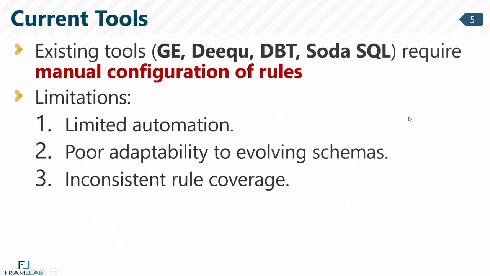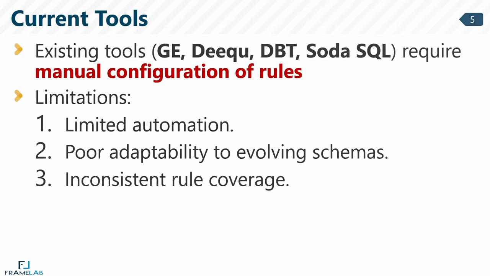We rely on useful data quality tools like Great Expectations, DQ, DBT, and SODA SQL. However, these tools need a lot of manual setup. Engineers have to list the columns, choose the expectations, adjust the thresholds, and keep everything updated as the data structure is changing. This leads to three main issues.